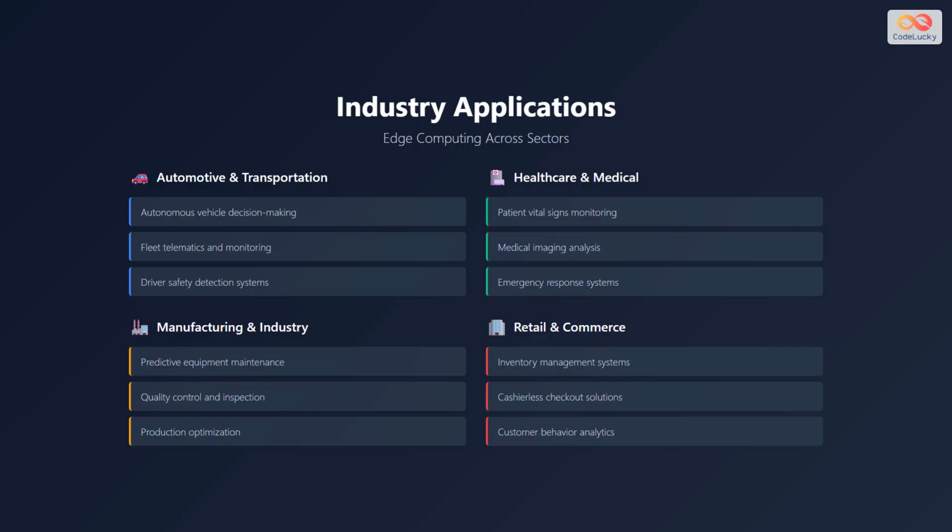Manufacturing and industry use edge computing for predictive equipment maintenance that prevents costly breakdowns, quality control inspection that happens instantly, and production optimization that improves efficiency. In retail and commerce, inventory management systems track stock in real time, cashierless checkout solutions operate without manual cashiers, and customer behavior analytics help improve store layouts and product placement. These applications demonstrate how edge computing delivers real value across diverse sectors.